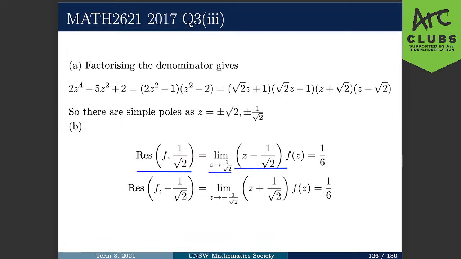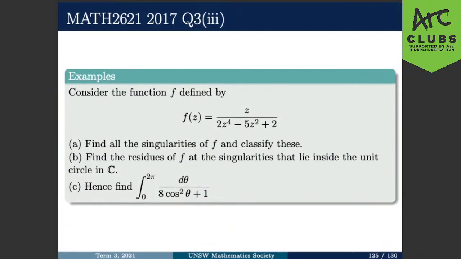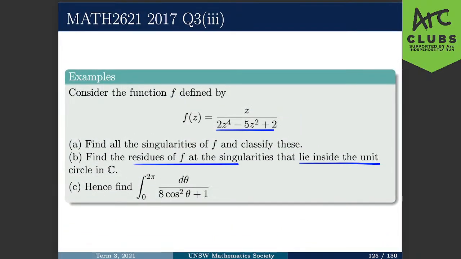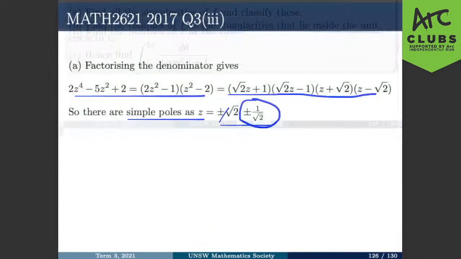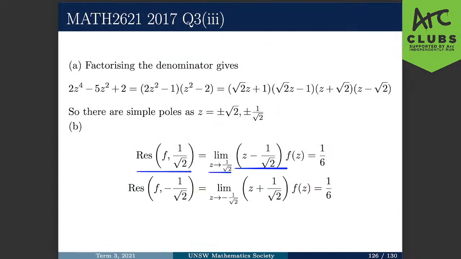This is quite easy to do, right? I didn't write out the full working, but the bottom here we can factorize, and all we need to do is multiply by z minus 1 over root 2, in which case one of the factors is going to disappear. Once that has disappeared, you can just sub in 1 over root 2 directly into the expression, and you should get 1 on 6. Again, you can check this, and do the same thing with negative 1 on root 2, and we should get 1 on 6 again.